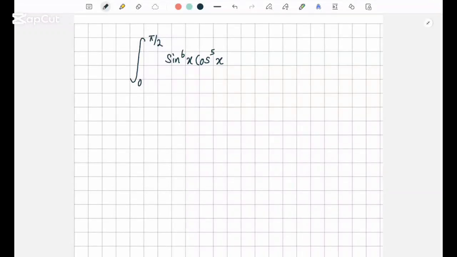Hi everyone, I'm going to show you guys how to solve this integral. It's sine x to the power 6 into cos x to the power 5. So I'm going to solve this using this reduction formula. It's sine x to the power m into cos x to the power n.